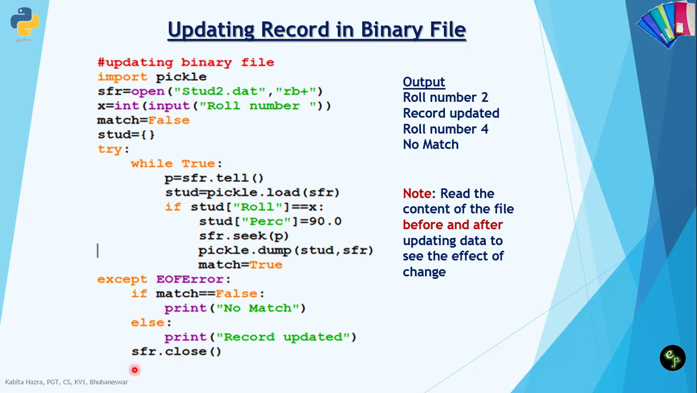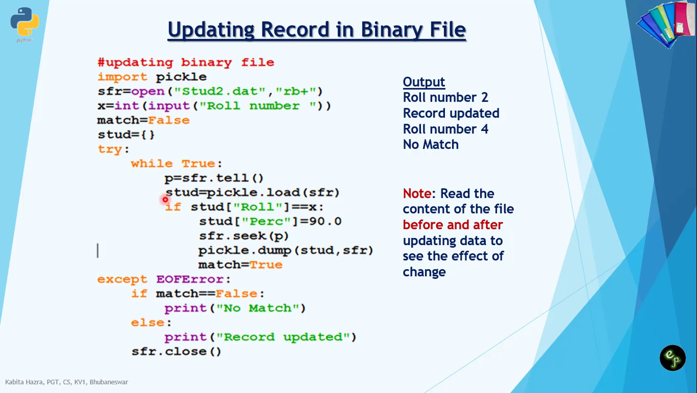So this is the example where we have opened the file in read binary mode along with the plus symbol, which means that after reading we may perform any write operation. We are asking the user to input the roll number. We have initialized match with the false value so that it remains false if no matching record was found. We have created an empty dictionary std where we will read the content of the record.